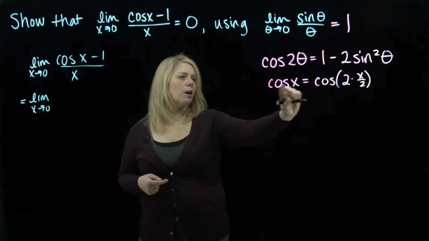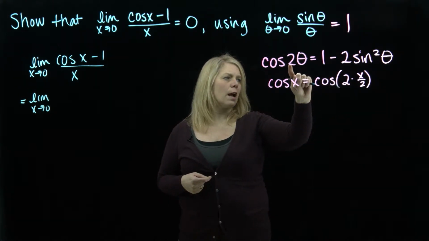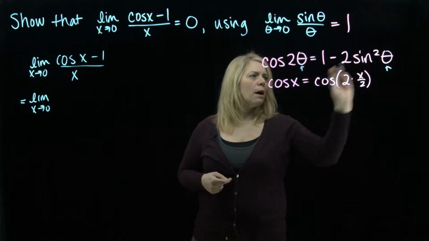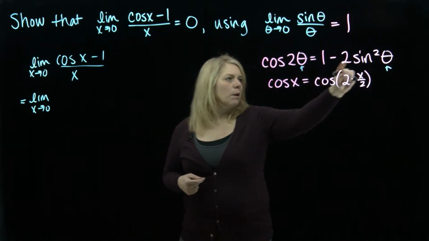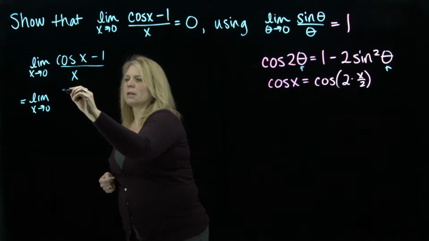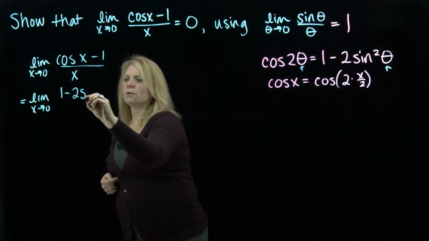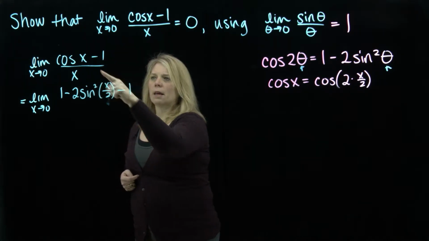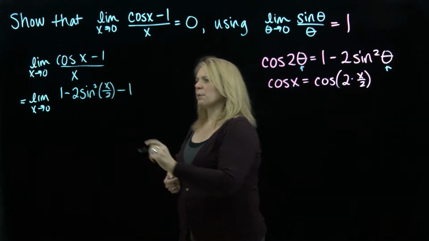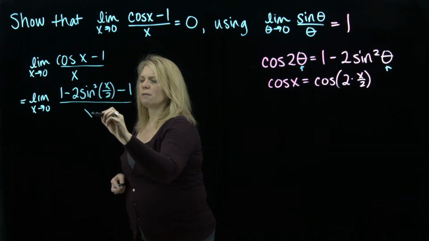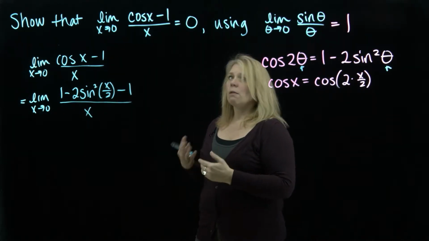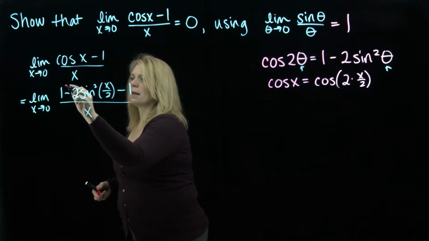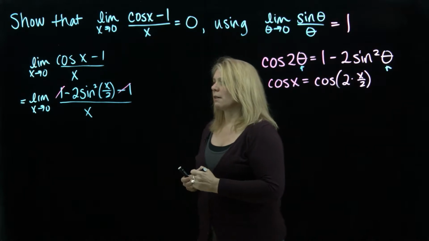All right, so instead of cosine of x, I'm thinking of that as cosine of 2 times x over 2. So this theta will be our x over 2. And so I'm going to replace all this in place of that cosine x: 1 minus 2 sine squared of x over 2. And then I have this minus 1 that was part of the original expression here on the numerator, all over x. All right, so we're getting a little bit closer to the form that we have here. You might notice that I have a couple of 1s that conveniently cancel there.